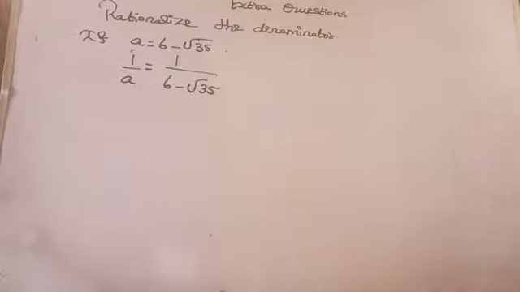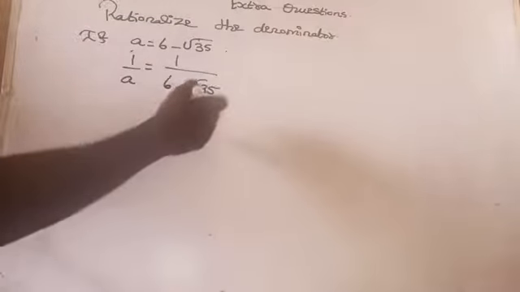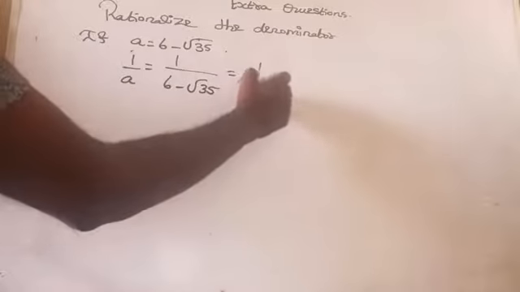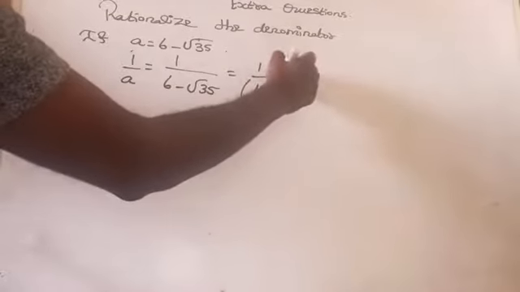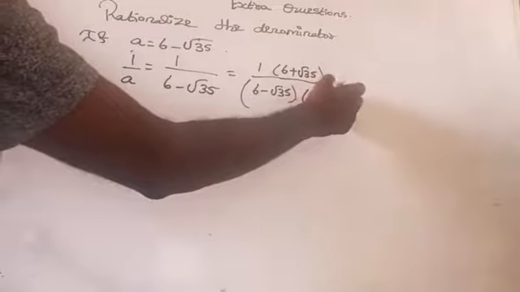Now what you have to do? You have to rationalize the denominator. Here what is the rationalizing factor? 6 plus root 35, because we are having 6 minus root 35 in the denominator. So you have to multiply by 6 plus root 35 in both numerator and denominator. That is, we are trying to get the equivalent fraction.